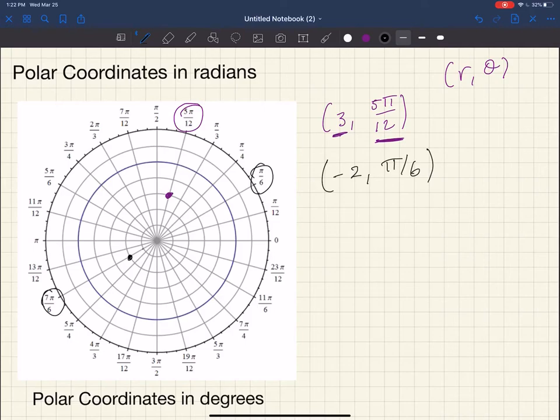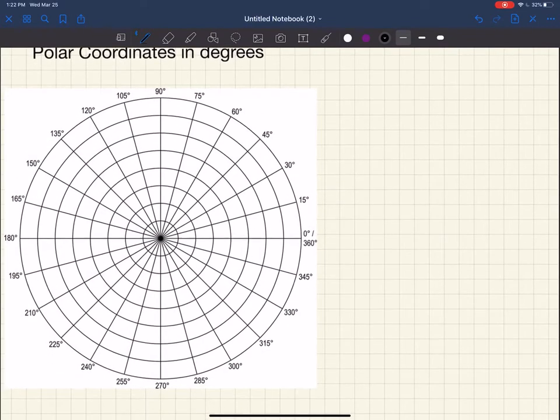If we're working with degrees, it will work the same exact way, but the measurements will be given to you in degrees. So for example, (4, 45°). Locate 45 degrees in your circle, and then go 4 units towards 45 degrees. 2, 3, 4, that's where your point is located.